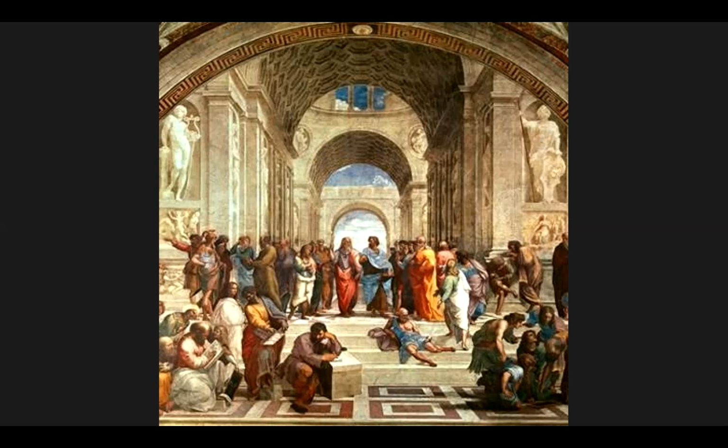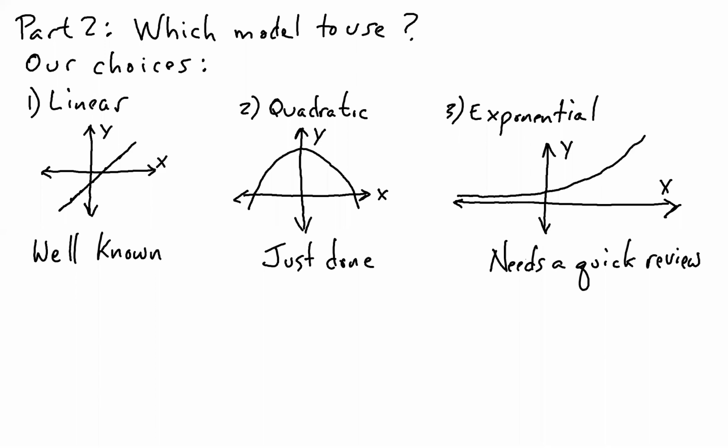Hi, everybody. We're back with part two, and we're here to talk about which model to use. So we have three choices: a linear model, a quadratic model, or an exponential model. The linear model is pretty well known. You guys have been studying that for quite a while. And we just did a pretty extensive look at the quadratic model. And the third choice is the exponential model, which we haven't seen in a while.